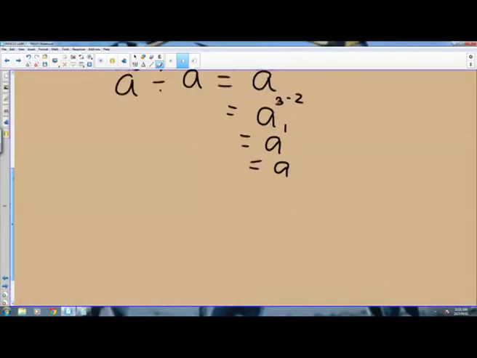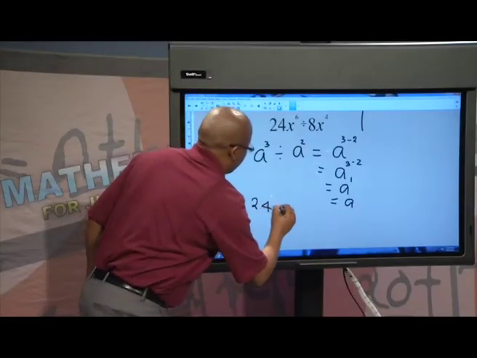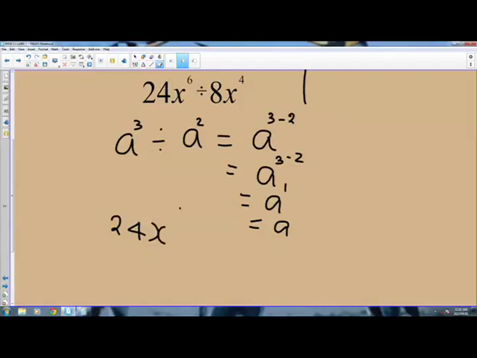Another example is a situation where you have 24 times x to the power 6 divided by 8 times x to the power 4. You are expected to divide this. Now let us work it out. It's 24x to the power 6 divided by 8 times x to the power 4. This is what we have.